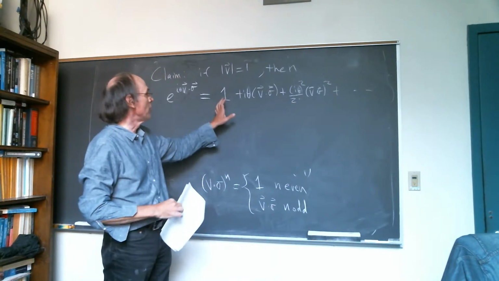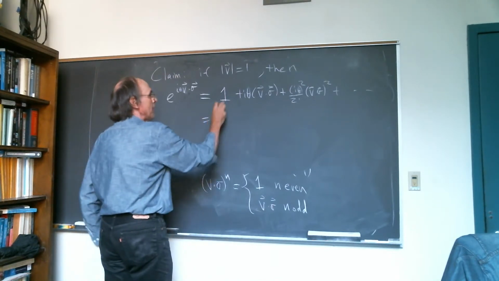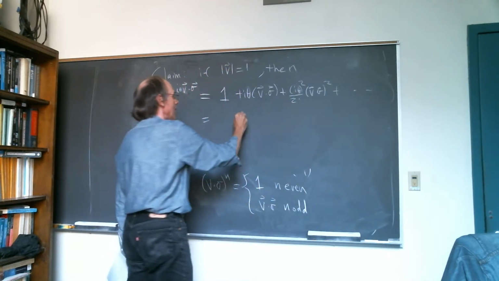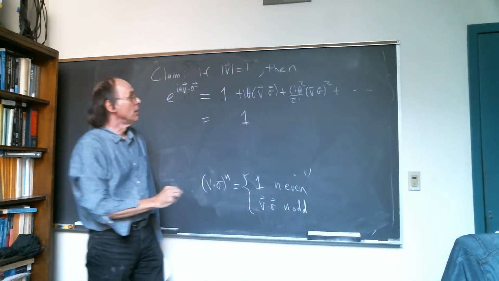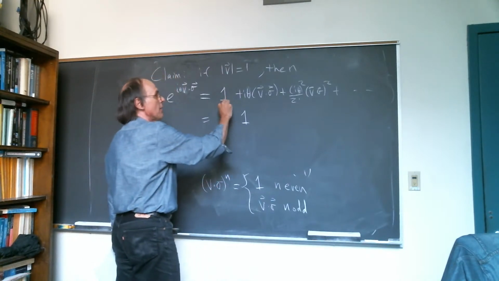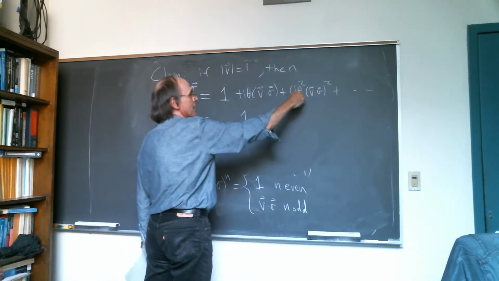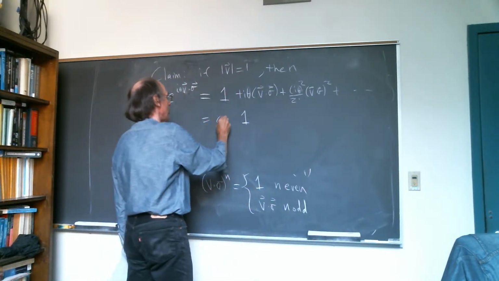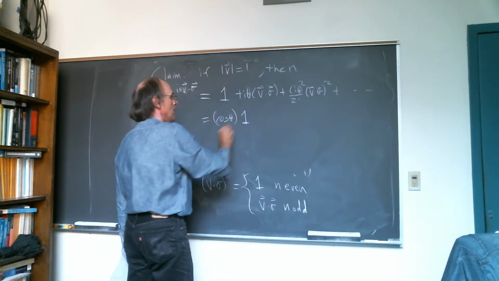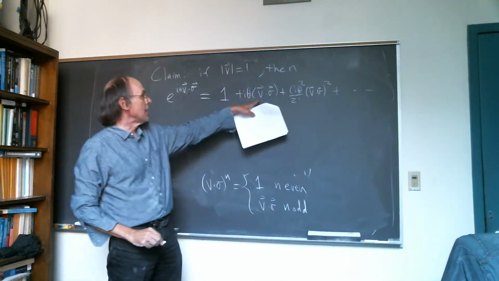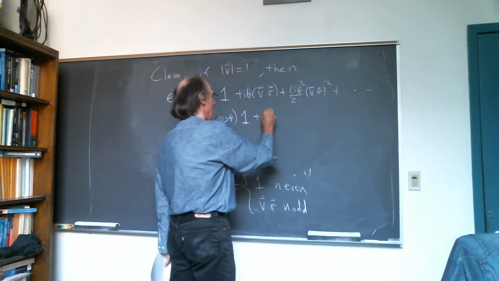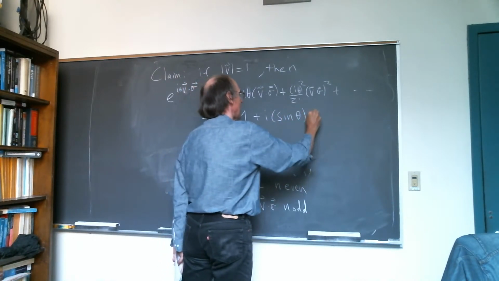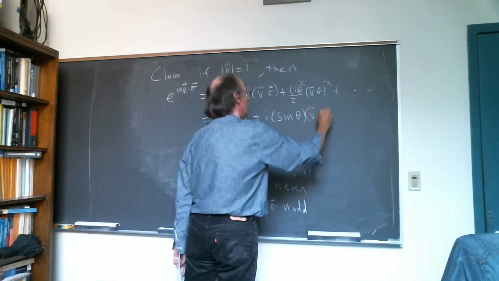And so if you put together the even order terms, you're just going to get the identity matrix times 1 minus theta squared over 2 plus other stuff, and you're going to get the formula for the cosine of theta. And then the odd ones are going to give you an i times the formula for sine theta times v vector dot sigma vector.